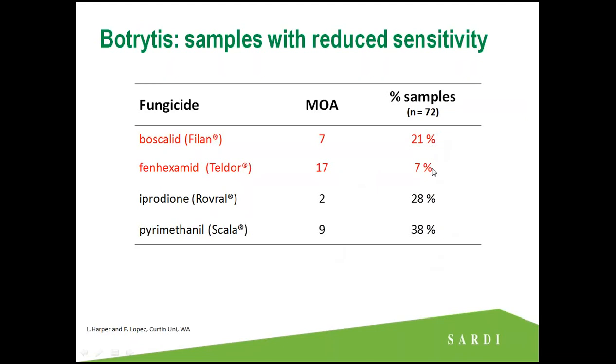Okay, the bottom line is that only 7% had reduced sensitivity to fenhexamide, whereas roughly a third of all the samples that we collected had reduced sensitivity to those other fungicides. Now, in the red, boscalid and fenhexamide, these are the first reports of reduced sensitivity to these fungicide groups. Mode of action, perhaps she's got the group here. Yes, all right, that's what it is, the fungicide mode of action group.